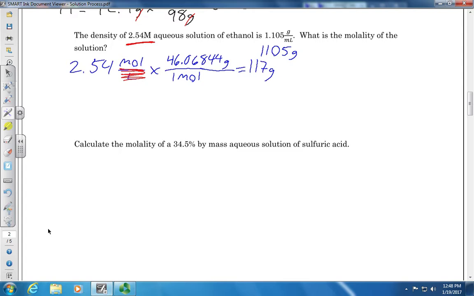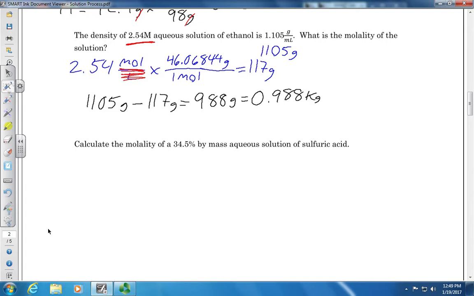We can now find the mass of the solvent, because if you recall, mass of solution is equal to the sum of the mass of the solute and the mass of the solvent. So if we were to say 1,105 grams minus 117 grams, that would give us the mass of the solvent, which is 988 grams, which for our purposes we want in kilograms, so it's actually 0.988 kilograms.